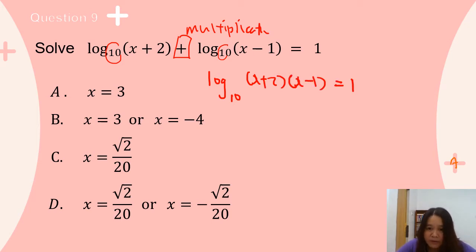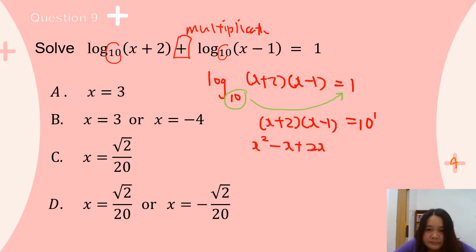Okay, so we transform the log into the index form. So that means this one will be changed into the base of indices. So I will have the x plus 2, x minus 2 equivalent to 10 to the power of 1. So we expand, equal 10. So you form a quadratic.